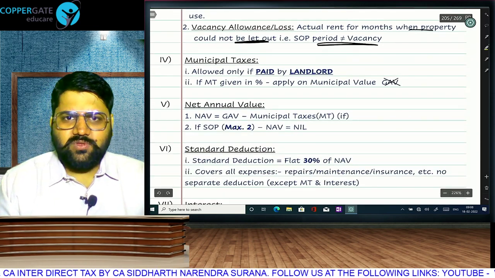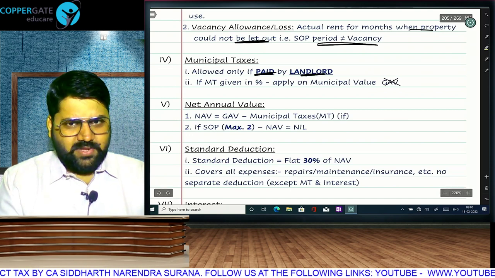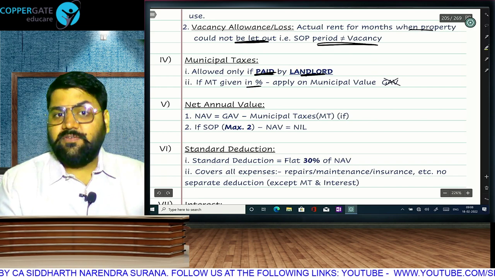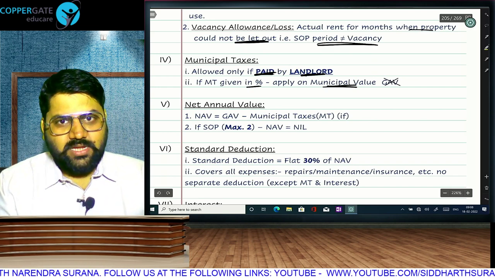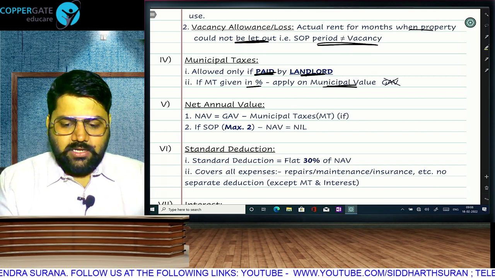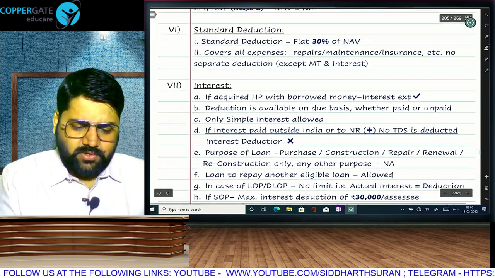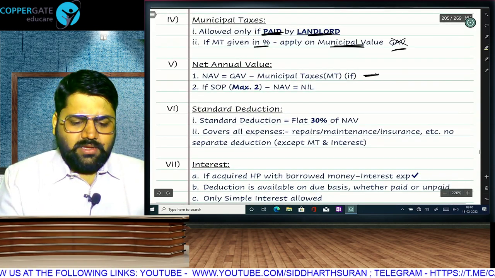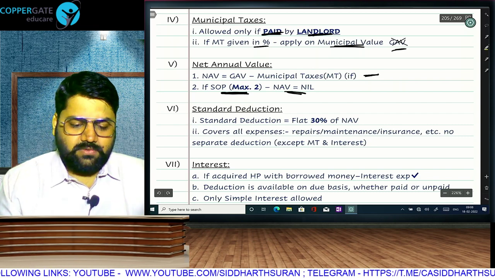After GAV, next step, municipal taxes. Only if paid and by the landlord. Two things you need to remember. And remember one more thing. If they give you in percentage, then apply on the municipal value. Municipal value is used only for finding out the property taxes. So don't apply on GAV. You just subtract, you will get your NAV. But if it is SOP, where we can take maximum two houses, NAV will be equal to zero.